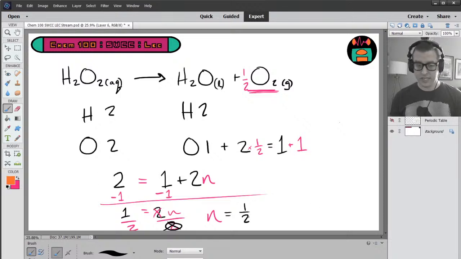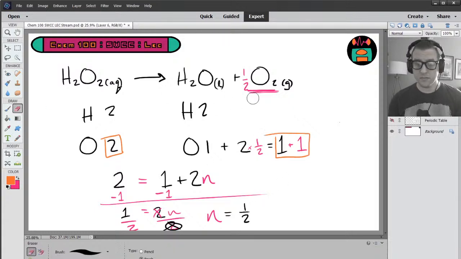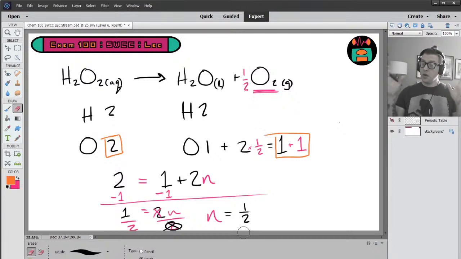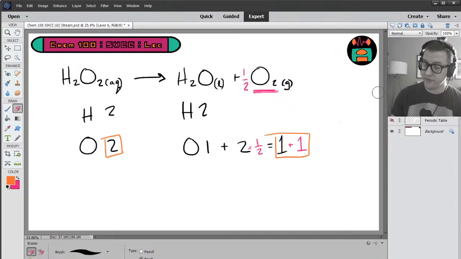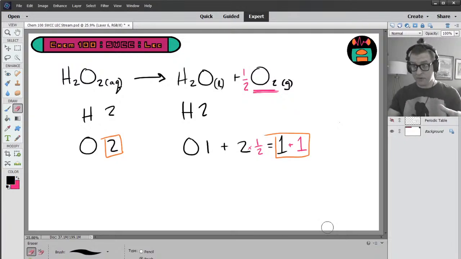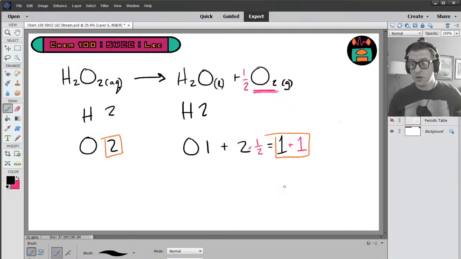Turns out that 2 is equal to 1 plus 1. All right? 2 is equal to 1 plus 1. So right now our equation is balanced. All right? This is a balanced chemical equation. However, as I said earlier, we can't leave a fraction in our balanced chemical equation. It can't be part of our final answer because it doesn't make sense to have 1/2 of an oxygen molecule. That's not a thing that exists in nature.